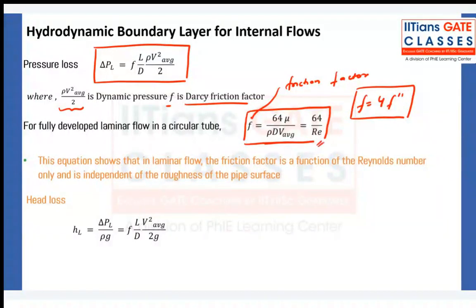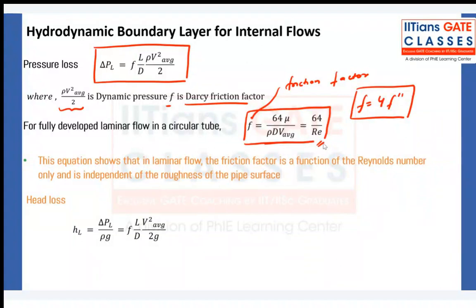So this equation shows that in laminar flow, the friction factor is a function of Reynolds number only and is independent of the roughness of the pipe surface. This is about laminar flow. In turbulent flow, it is a function of both Reynolds number and roughness.